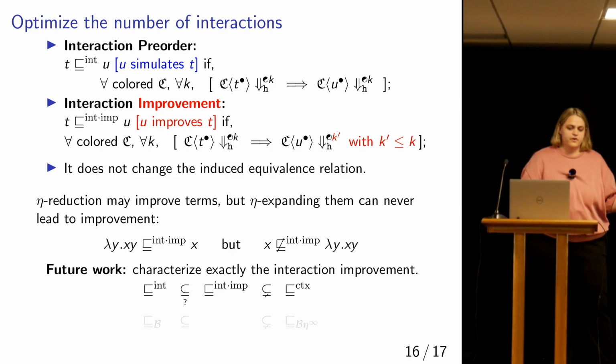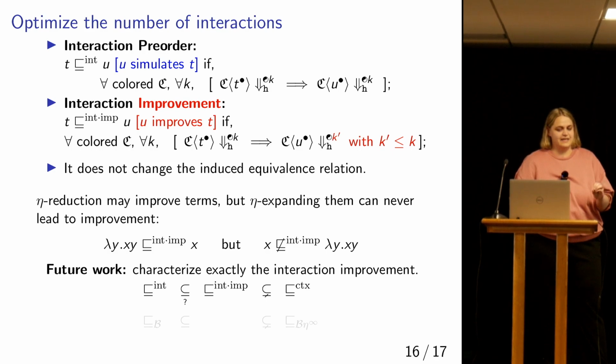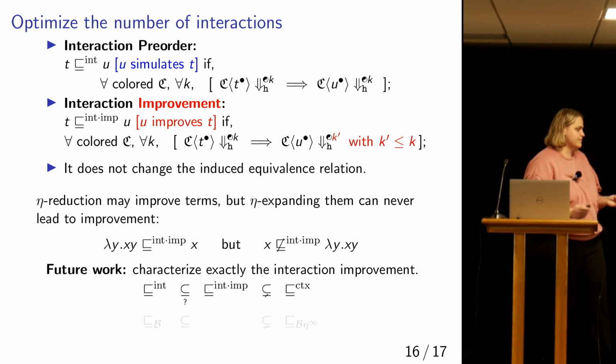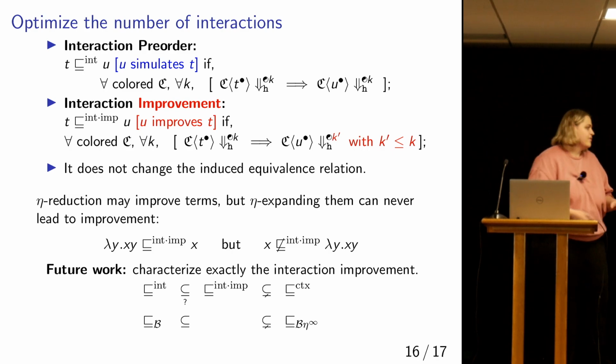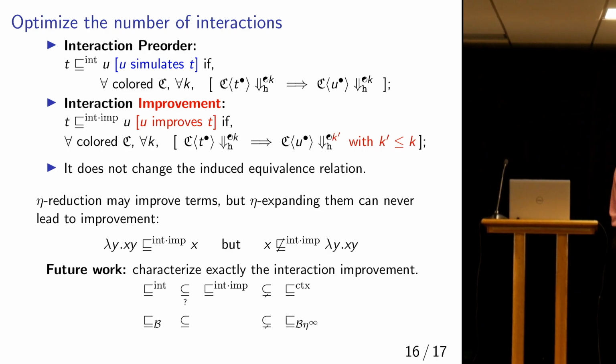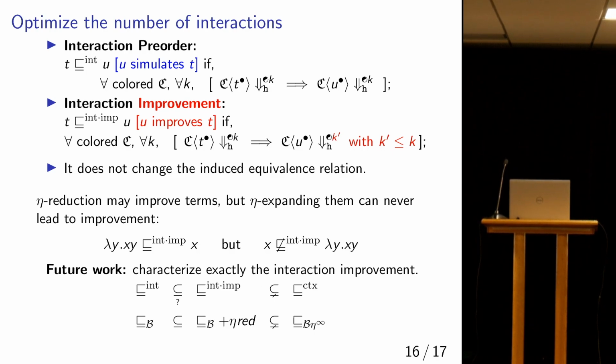So as future work, we'd like to characterize exactly what is the interaction improvement. So we know that it's between the interaction preorder and contextual equivalence. And so because the interaction preorder is Böhm-out preorder, and the contextual preorder is Böhm-out with eta equivalences added to it, we think that it can match the Böhm-out preorder up to eta reductions only.